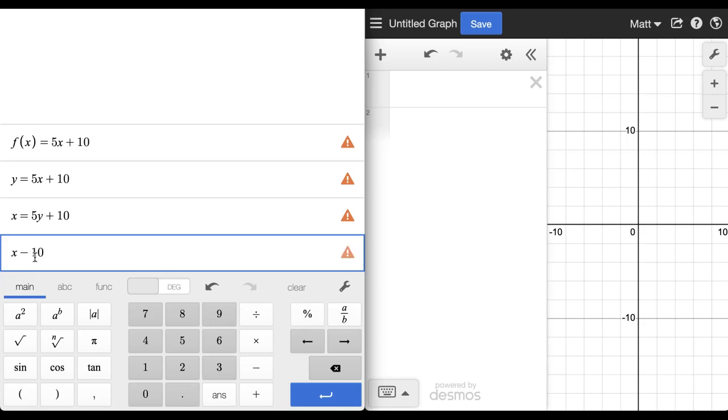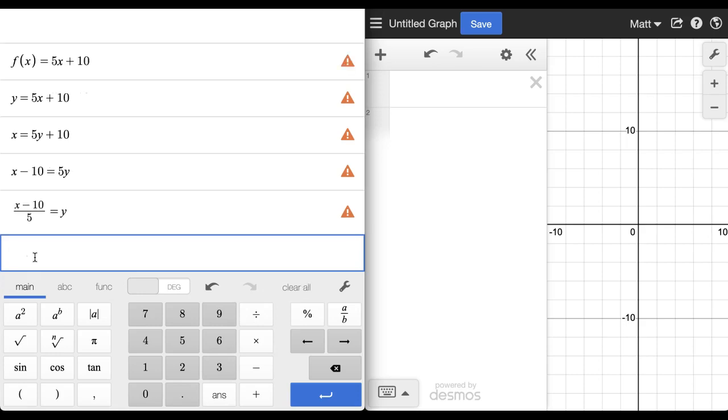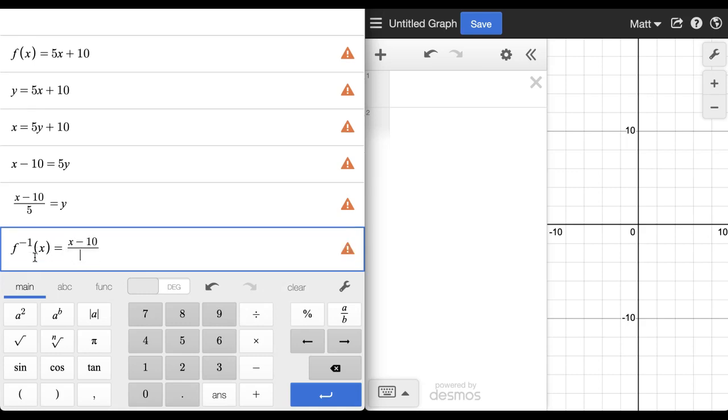So subtract 10 on both sides, divide by 5. This is your inverse function. You can also use this notation, the f to the negative 1 of x. It's not actually a negative 1 power, that's just the notation for it. So the inverse function is x minus 10 over 5.